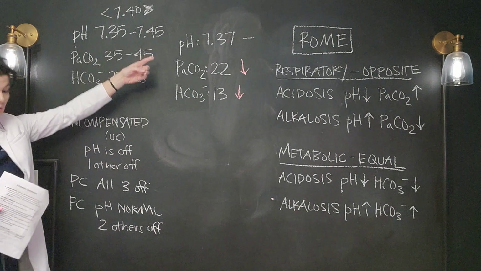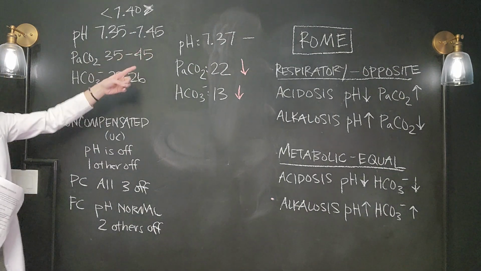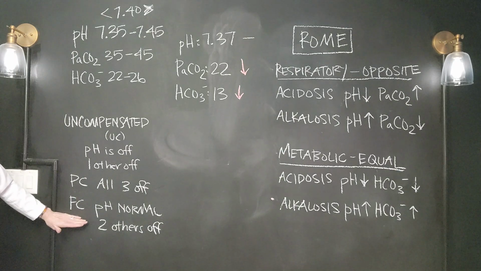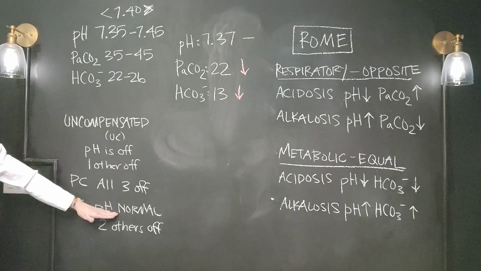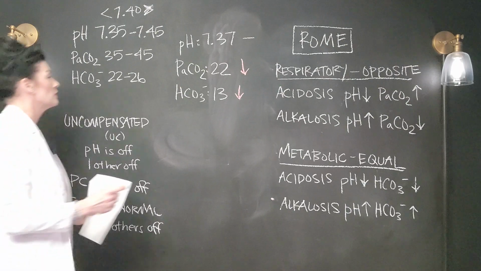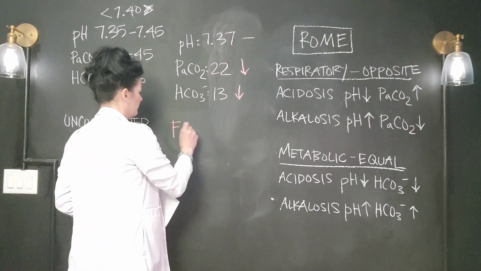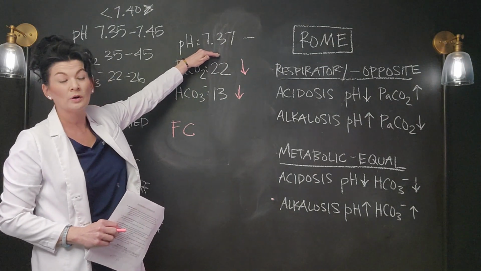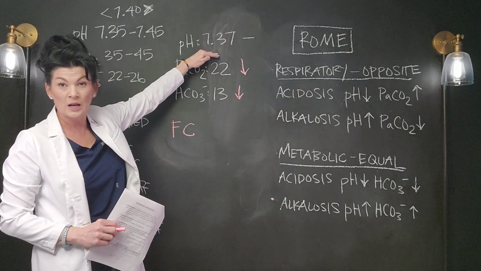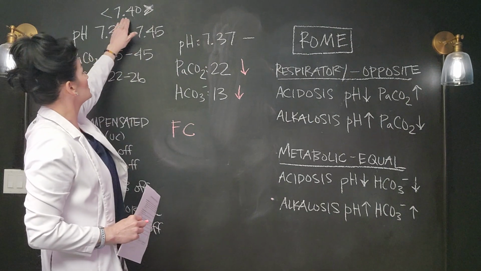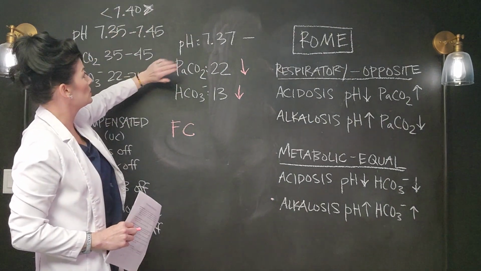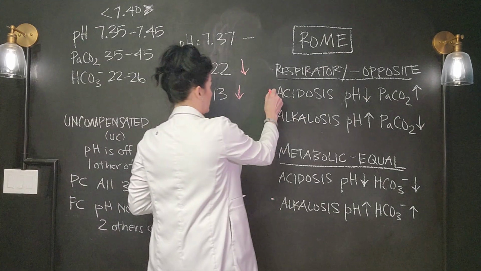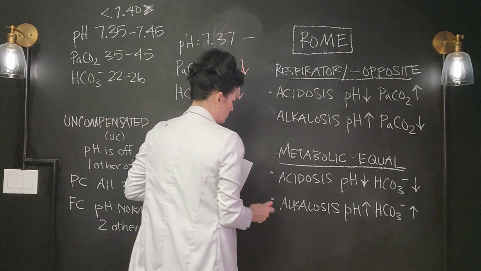All right, so we've got our pH that is normal, but the other two values are off. Which one of our compensations does that fall under? That falls under fully compensated: pH normal, the two other values are off. So we are fully compensated. Okay, but we're in the normal range, so are we on the more acidic side or the more basic or alkalotic side? 7.37, that is less than 7.40. So we are again going to look at the acidotic side. Okay. So we're looking at acidosis here.